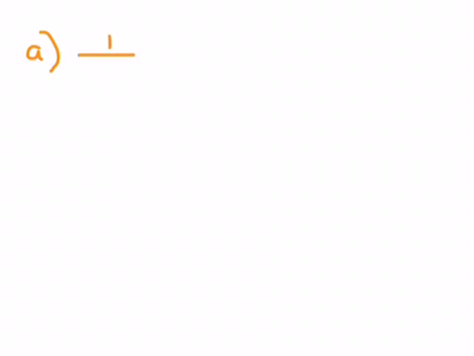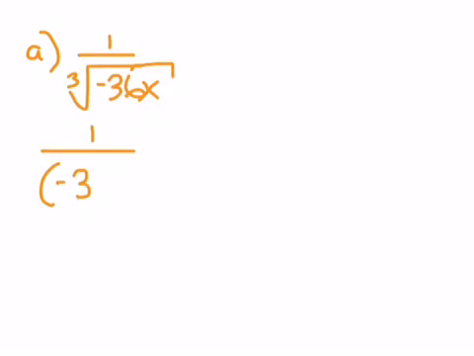We've got 1 over the cube root of negative 36x. Remember, since it's a cube root, you can have a negative under there, so it's okay. So if I rewrite this in power form, I've got negative 36x to the 1/3 in the bottom. Okay, so what do I need to multiply the top and the bottom by in order to get this to be to the first power?